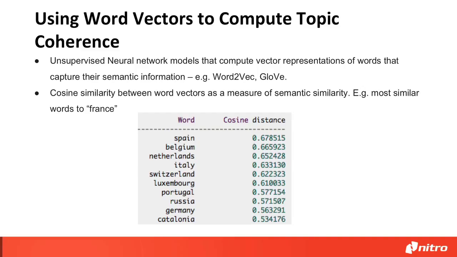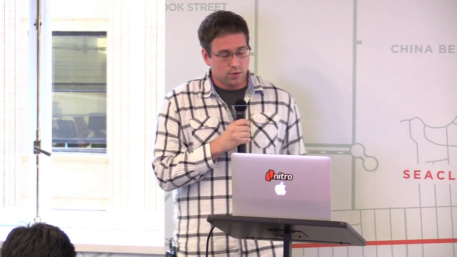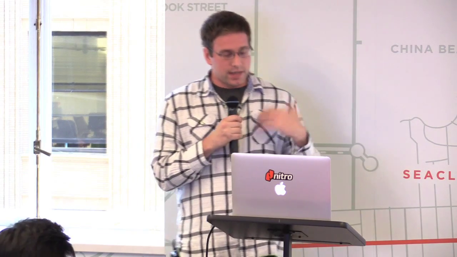The main point of this talk is how to use word vectors to compute topic coherence. Here's a broad overview of word vectors. They're produced from unsupervised neural network models that are fed large amounts of unstructured text data, and these vector representations of words are produced. These vector representations capture the semantic information of the corresponding word.